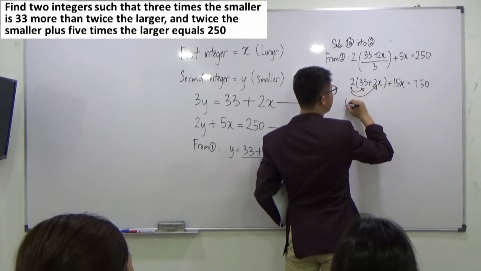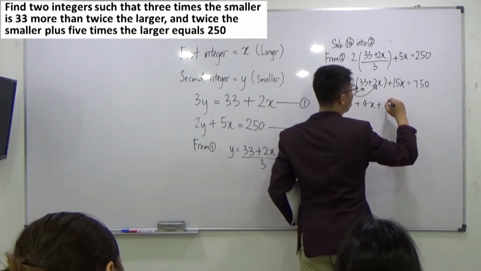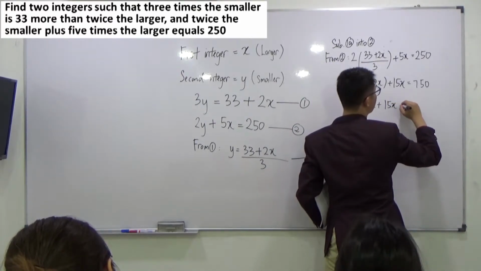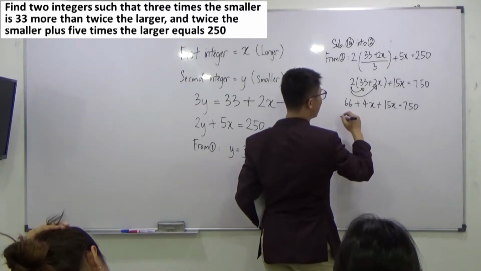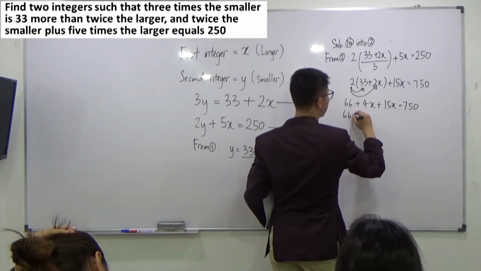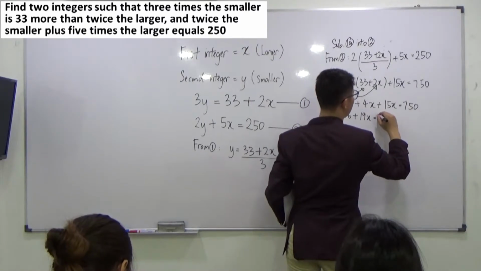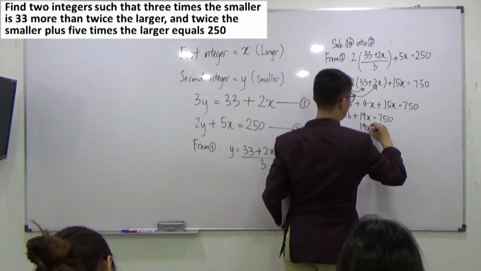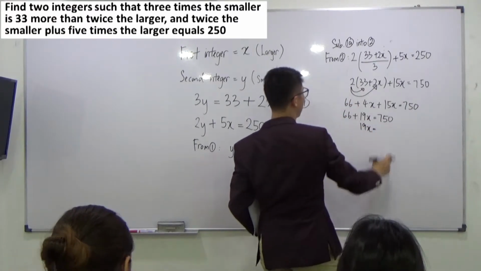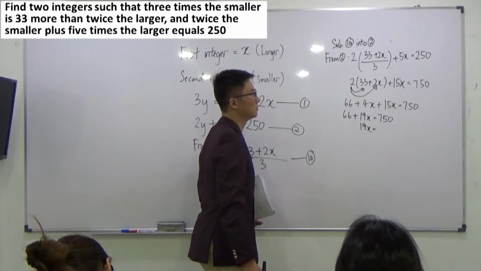So this is 66 plus 4x plus 15x equals 750. Then here, what do you get? 66 plus 19x equals 750, and for 19x you're going to minus this. What is that? Come on.